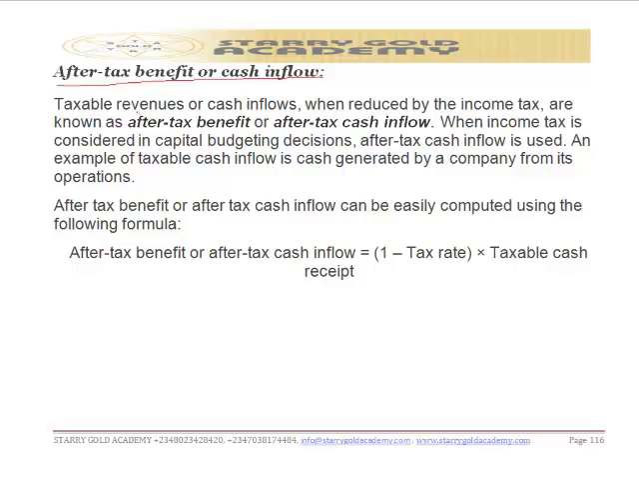Taxable revenue or cash inflow when reduced by the income tax is known as after-tax benefit or after-tax cash inflow. When income tax is considered in capital budgeting decisions, after-tax cash inflow is used. An example of taxable cash flow is cash generated by a company from its operations. After-tax benefit can easily be computed using this formula.